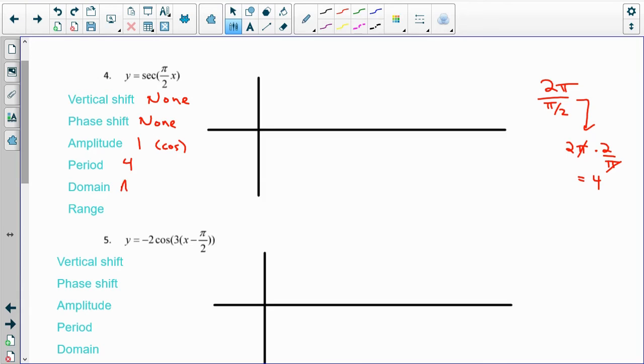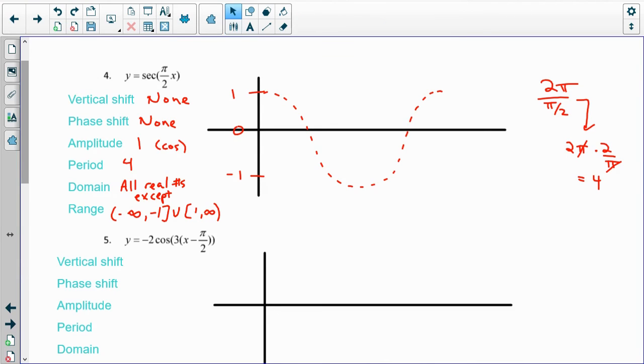The domain is all real numbers except where k is in the integers, and we have, well, I guess we should actually figure out where those go in a second. The range is easier. That's from negative infinity to negative 1, union 1 to infinity. Okay, so we have y goes from negative 1 to 1. I'm going to graph cosine as a dotted curve, because really that's not what I actually want. So there was no phase shift.